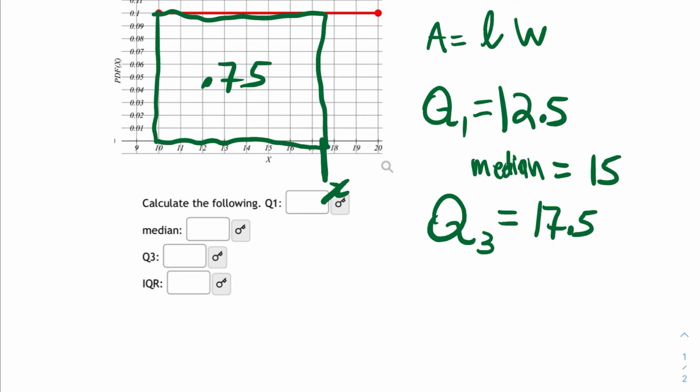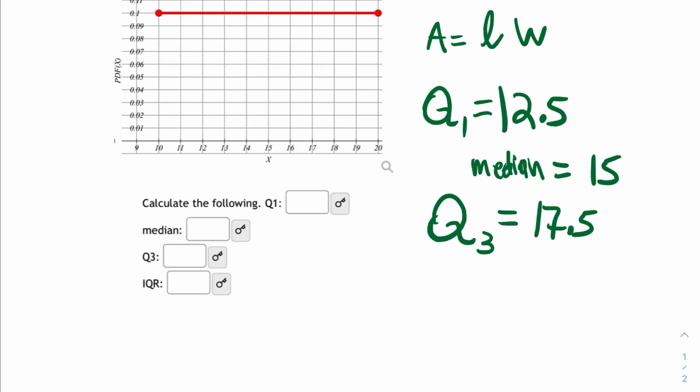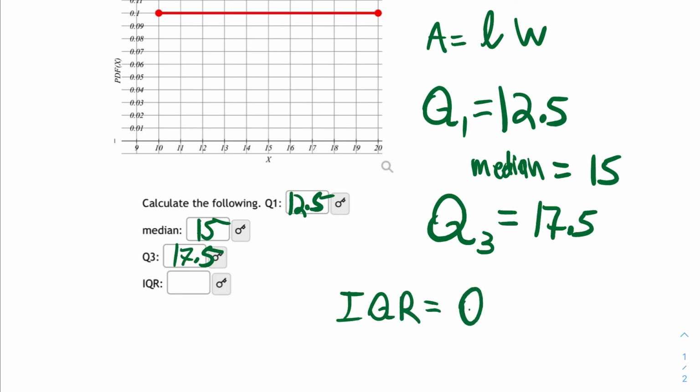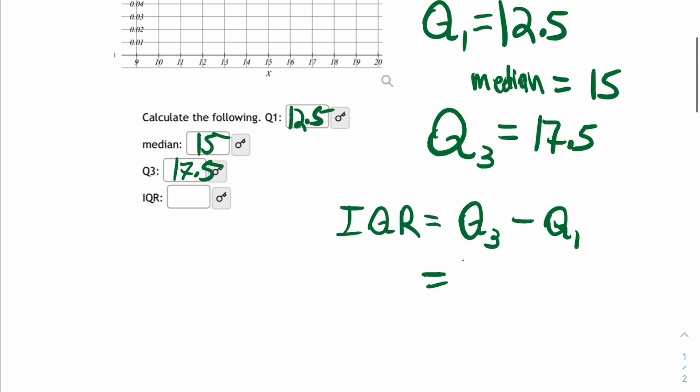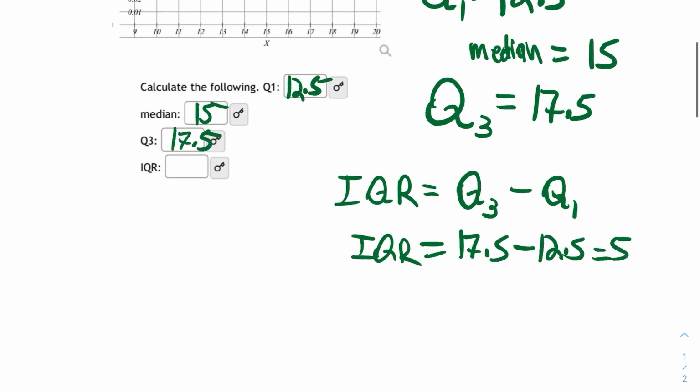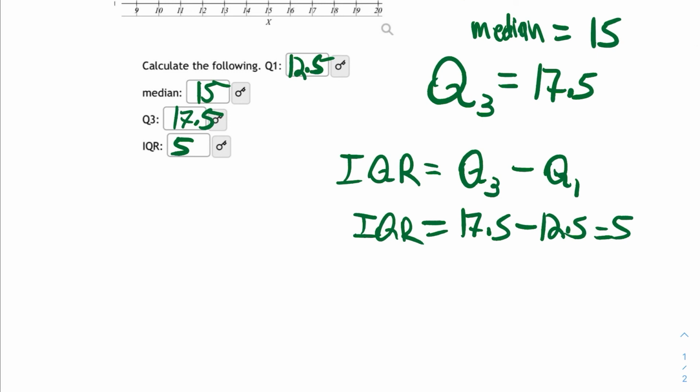And then the last thing they asked for, so we've answered all these questions. The first quartile is 12.5, the median is 15, the third quartile is 17.5, and now the interquartile range, IQR. The interquartile range is equal to the third quartile minus the first quartile. So in our case here, that's equal to 17.5 minus 12.5. So the interquartile range is 5. So that's the answer for the last one there. 5 is the interquartile range.